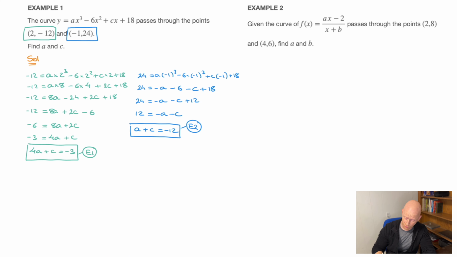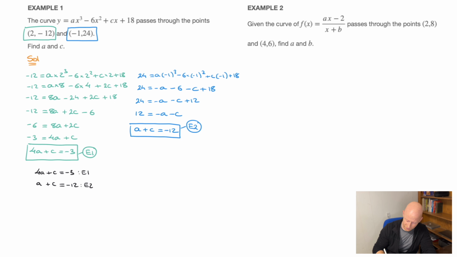So, at this stage we have two equations, equation 1 and equation 2, and both of them involve the unknowns a and c. And so now to find a and c, all we have to do is solve this pair of simultaneous equations. And so let me quickly copy those. I have 4a plus c equals negative 3, that's equation 1. And we have a plus c equals negative 12, that's equation 2.